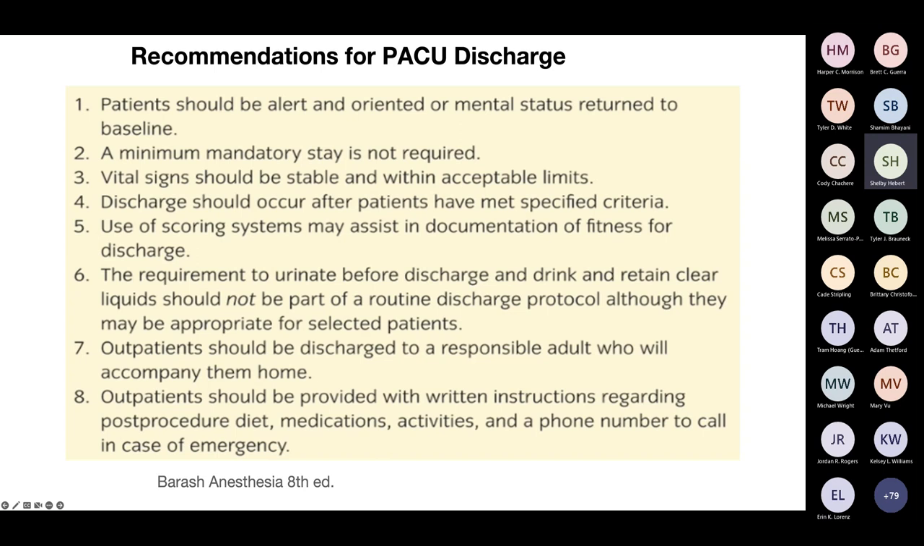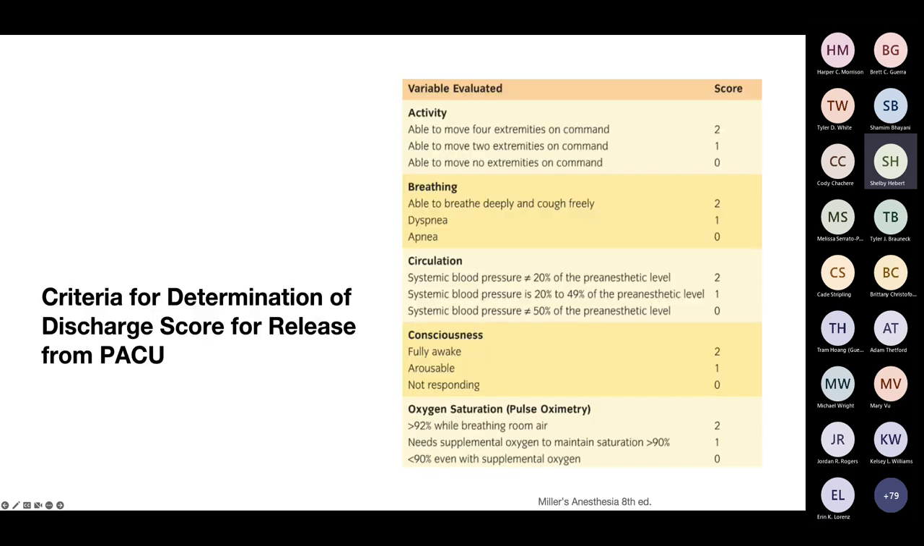And make sure that they get written instructions as far as what to do for their diet, their medications, their activities, and who to contact in case of an emergency. Because what they view as an emergency may not be a true emergency, so they may not want to call 911. They just want to ask about something. So give them follow-up information so they're able to get in touch with people. Again, there's just your Aldrete score for you to take a look at.